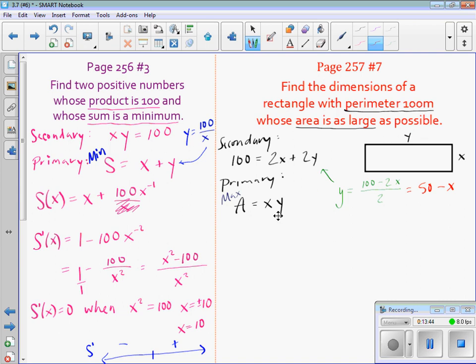So I'm just going to plug that in here for y. So now my area in terms of x is x times 50 minus x. Does that look okay to everyone?